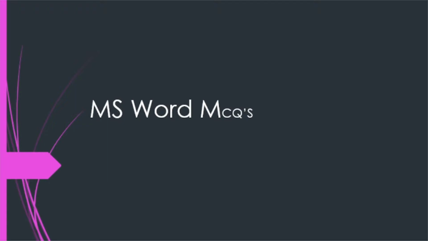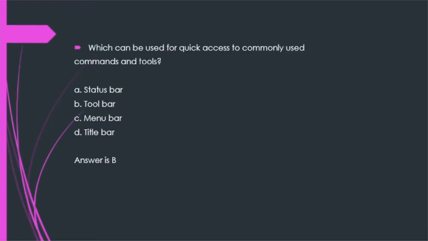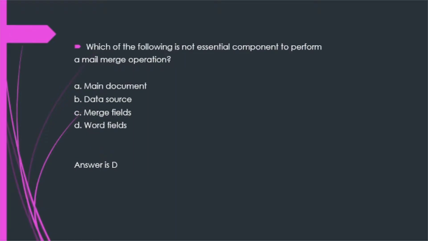Which can be used for quick access to commonly used command and toolbar? The correct answer is B. Toolbar. Which of the following is not an essential component to perform a mail merge operation? The correct answer is D. Word file.